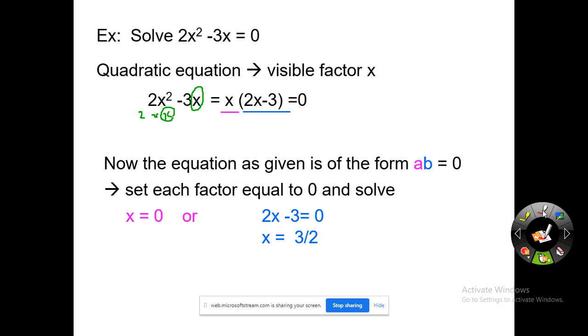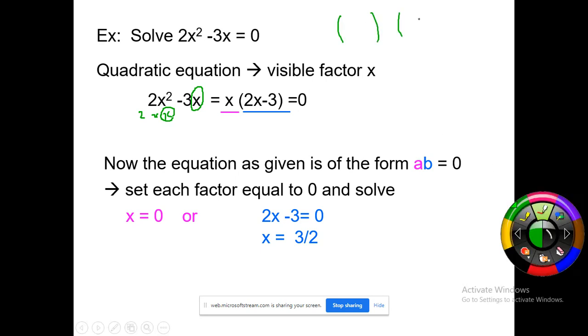It should be factorized, meaning a product of factors, and it should be in this form: parentheses times parentheses. Here, it means it's x plus 0 times 2x minus 3, and it should be in the x-intercept form. If it's not like this, I need to do it.